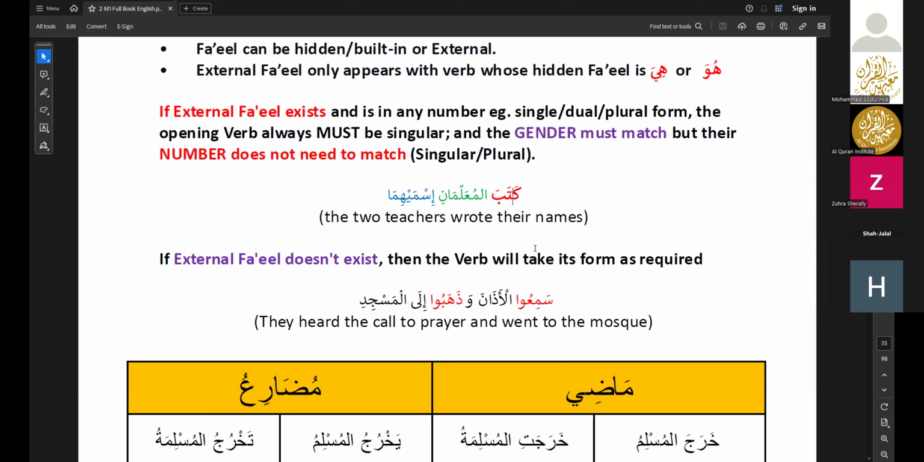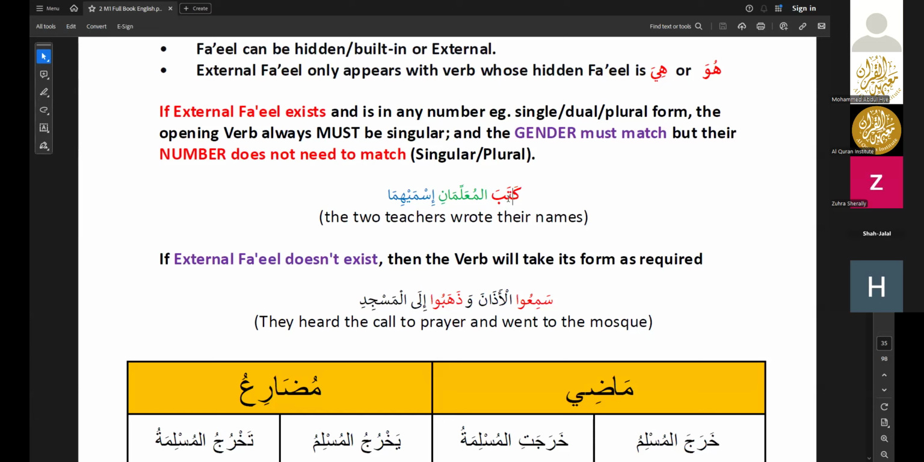This is the external fa'il rule, the outside doer's rule. The other one was slightly different. It's only for the hiya and huwa. The gender has to match, but the number doesn't have to match in jumlatul fi'liyyah. The other rule, go back to this at your own time, inshaAllah. That is slightly different. It is the external fa'il.